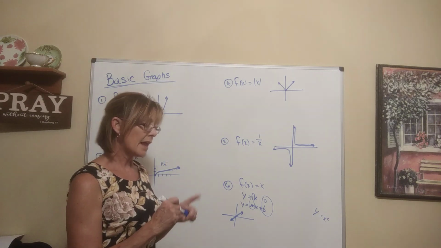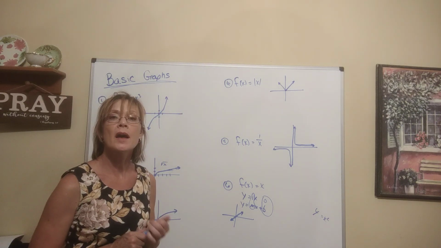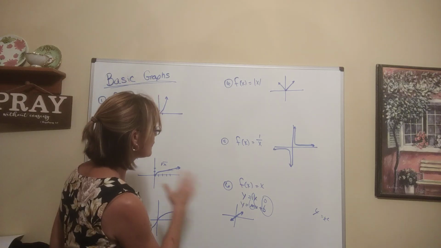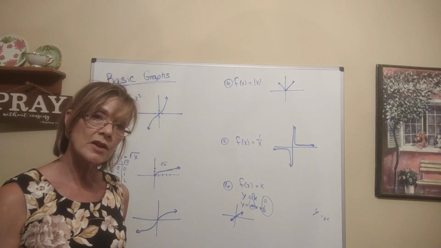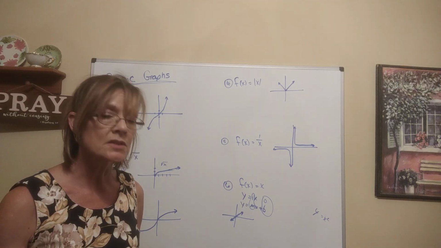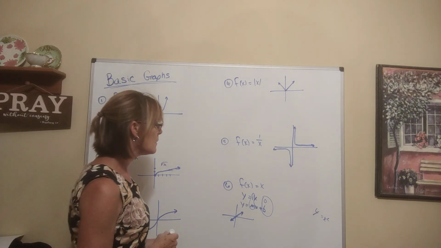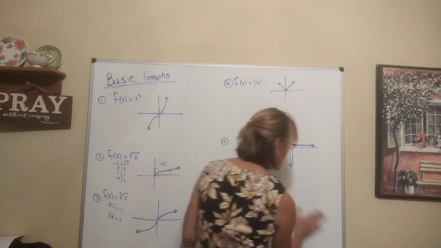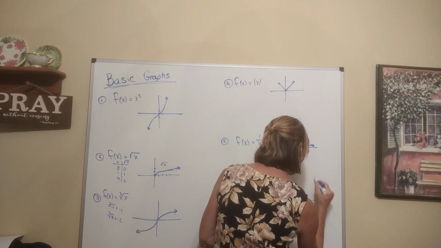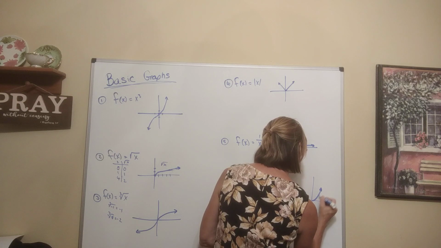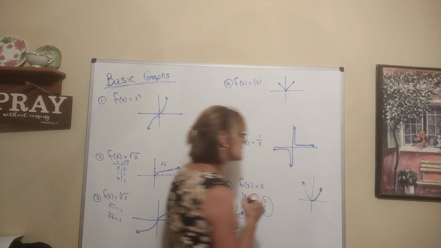Now, last week we talked about giving some functions names. These are all functions. We talked about whether they are even functions, odd functions, or neither. Let me graph y equals x squared. This is a parabola centered at the origin. It basically looks like that.